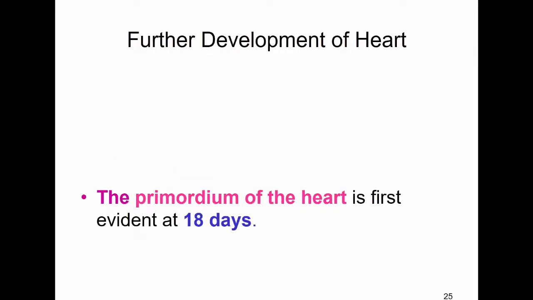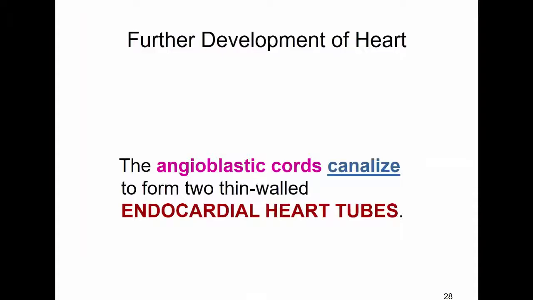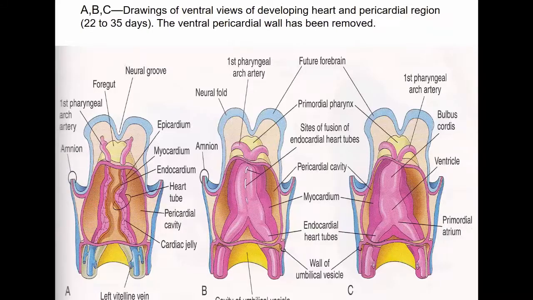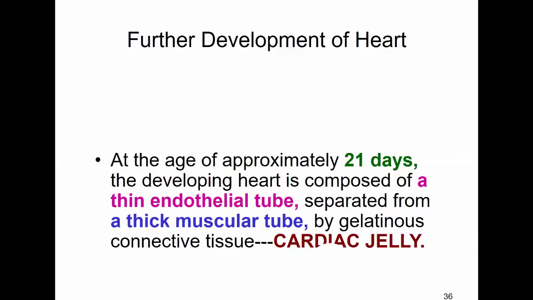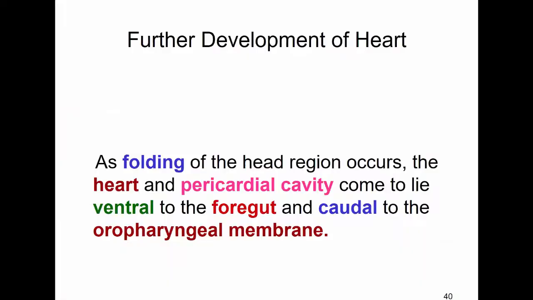Now again, the primordial heart is first evident at 18 days. Because 18 days means the end of the second or the starting of the third week. The cardiogenic areas, I'm not going into that. I have already told you about this and the fusion. That's for another lecture.